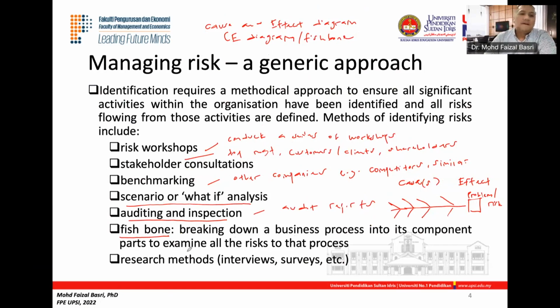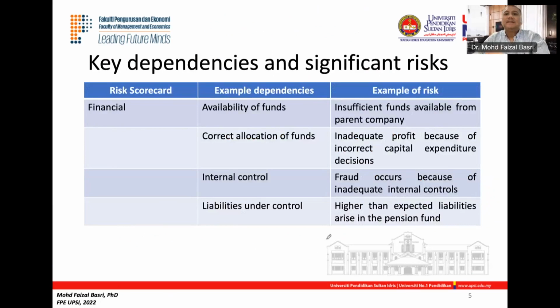And on top of that, there are many other research methods that can be used: interviews, which are also part of consultation just now, and surveys, which can be done online as well, and any other research methodology that can be used in order to get to the risk identification process. Okay, so here are some examples. Once you get the information, I've highlighted some examples here.